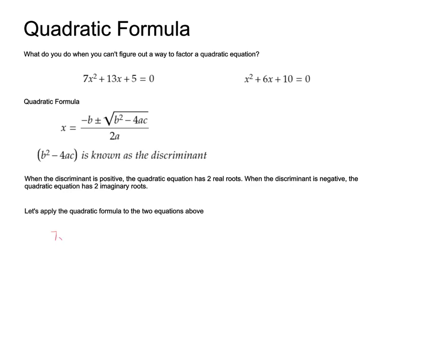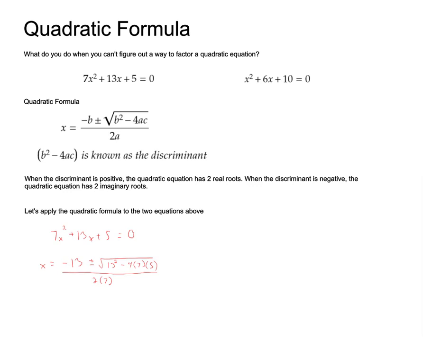So we have 7x squared plus 13x plus 5 equals 0. Now, if we plug in some values, we have x is equal to negative b, or negative 13 in this case, plus or minus the square root of b squared, so 13 squared, minus 4 times a times c, or 4 times 7 times 5. And we take all of that over 2 times a, or 2 times 7.